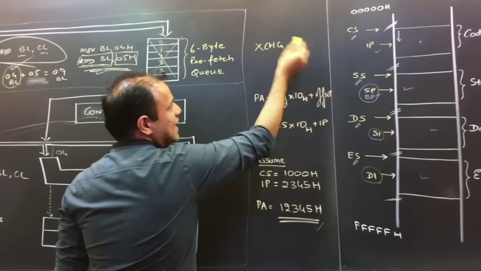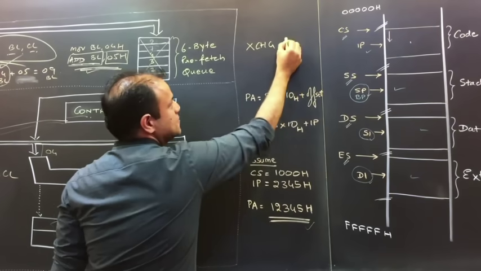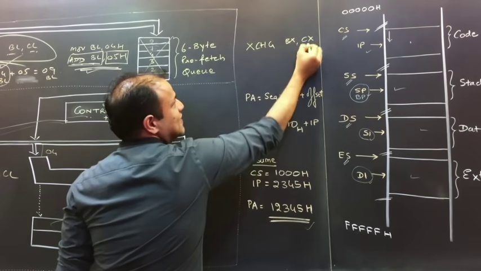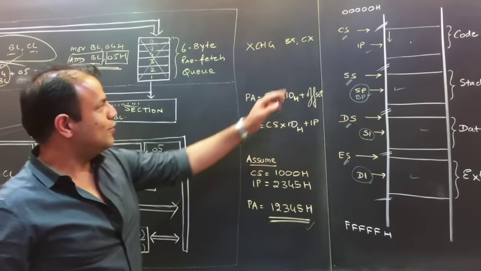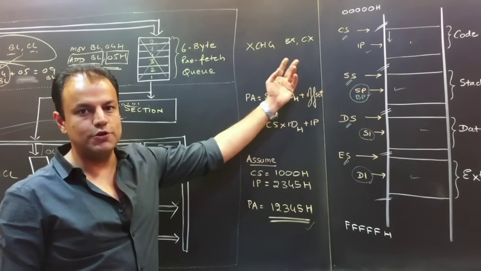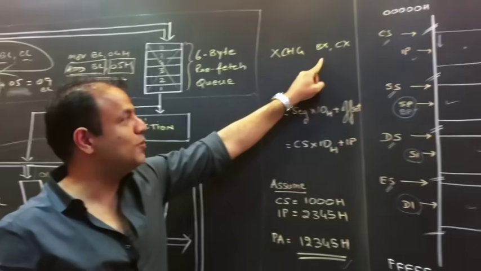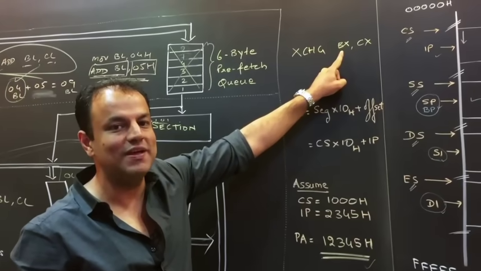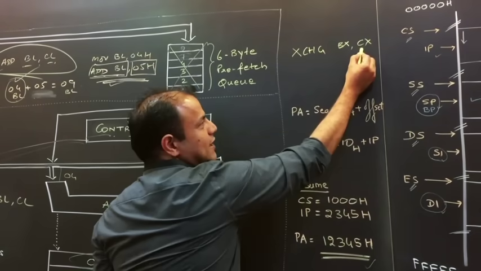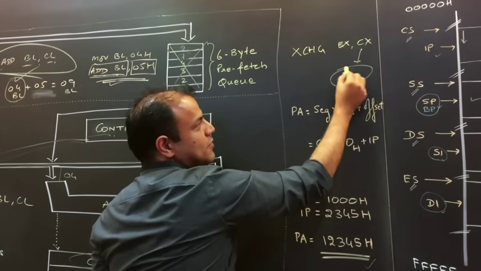There is an instruction like XCHG. XCHG stands for exchange. Suppose I want to exchange BX and CX. You understand what is exchange, right? The value should be interchanged. The processor cannot directly take the value of CX and put it into BX because then it will lose the value of BX. So what does it do? It will take the value of CX, put it into a temporary register.